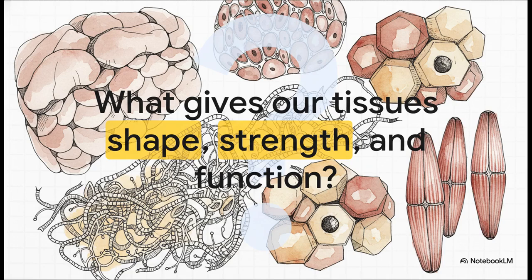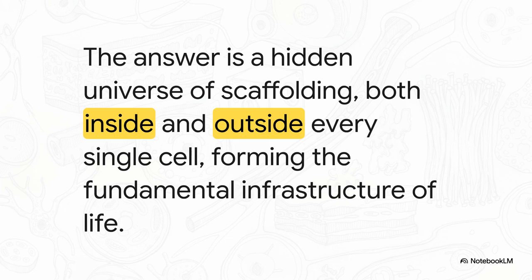And that brings us to the big question, right? What is it that gives our tissues their specific shape, their strength, and allows them to do their job? How does a liver cell, even though it's in a liver, or a skin cell know it's part of this flexible protective barrier? Well, the answer is hiding in plain sight.